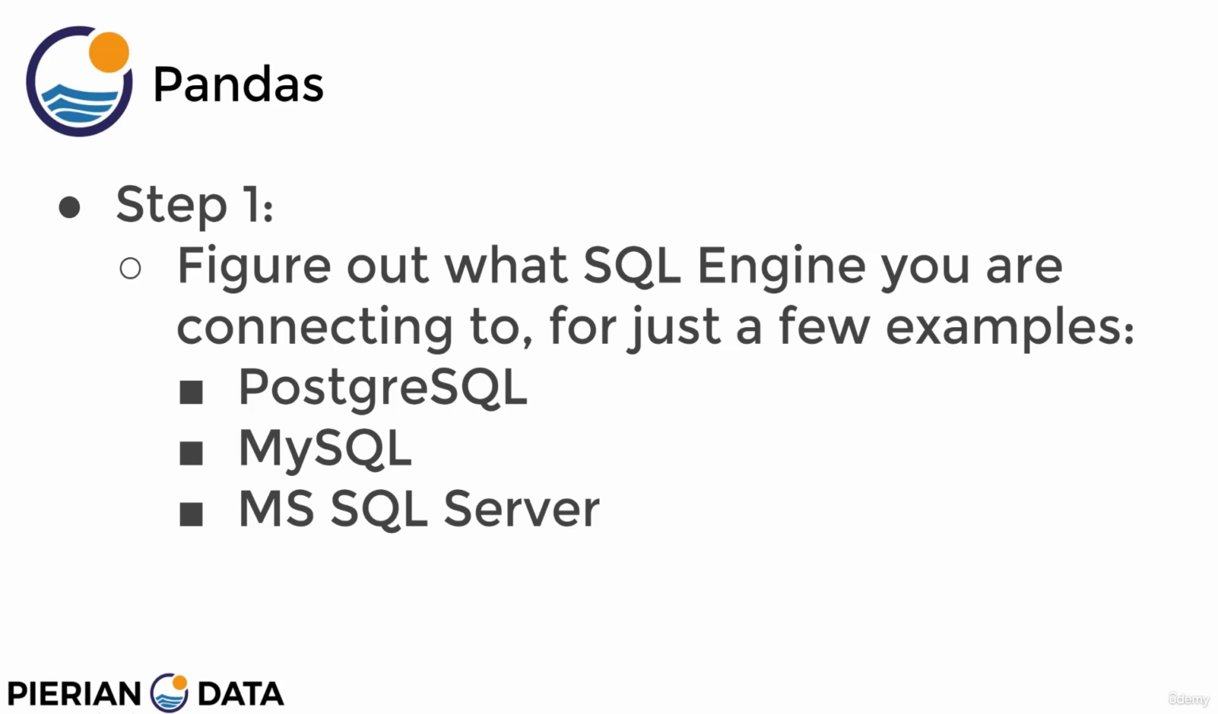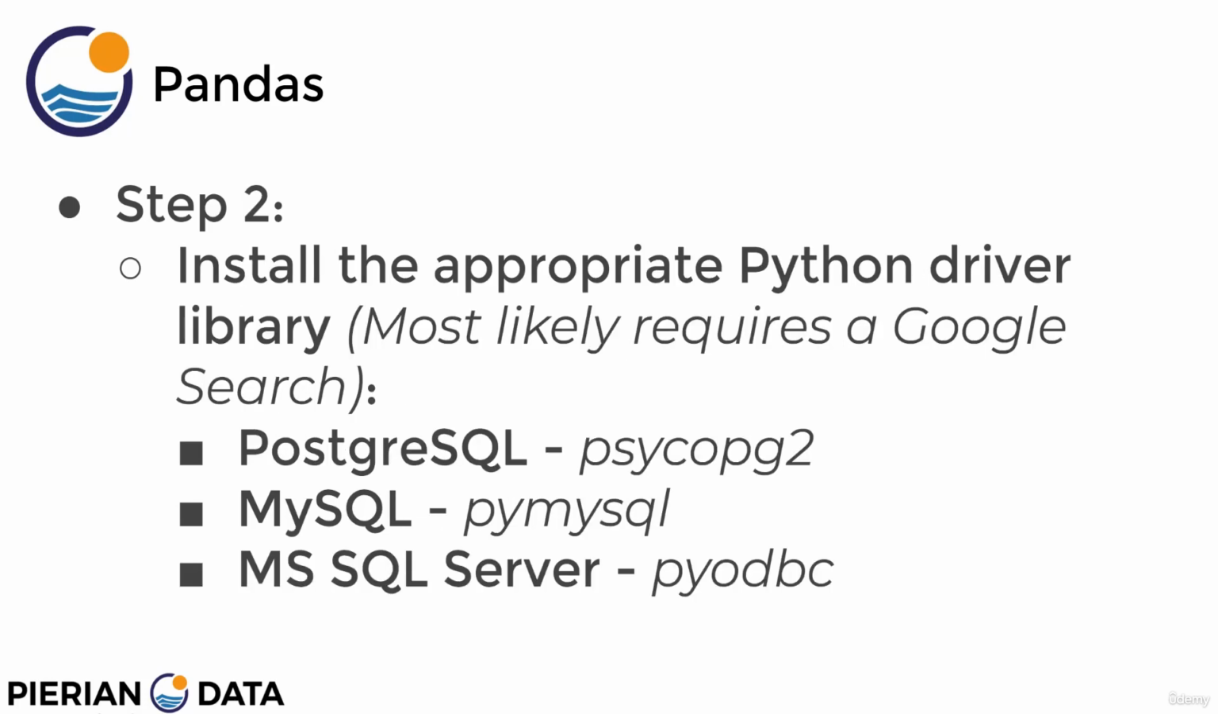So step number one is to figure out what SQL engine you're actually connecting to. For just a few examples, this could be something like PostgreSQL, MySQL, MS SQL Server, Oracle databases, etc. For our particular video lecture, we'll be using SQLite because that actually comes pre-installed with Python. That way I know anyone that was able to get this far into the course already has SQLite.